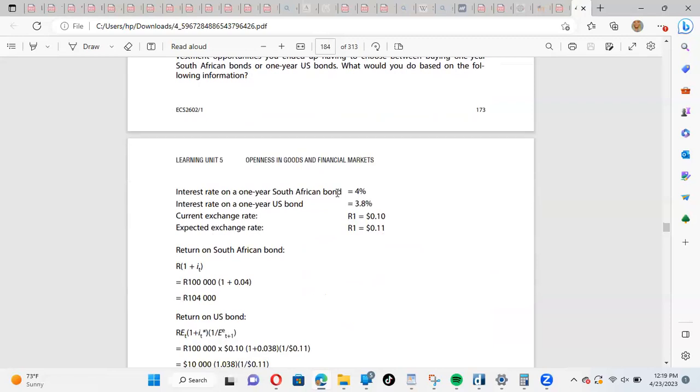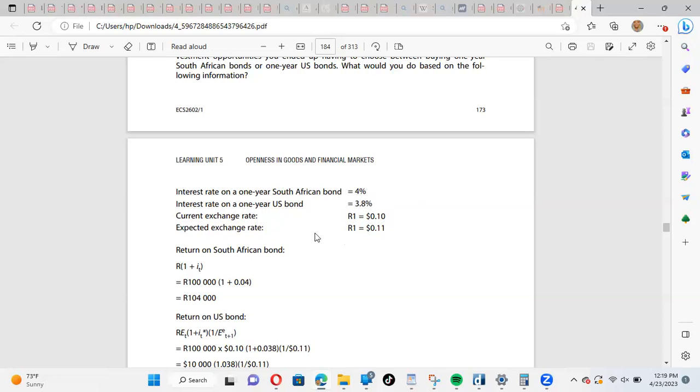So when we talk of the exchange rates, if the interest on a 1-year South African bond is 4%, and the interest rate on a 1-year US bond is 3.8, then if you just consider this as it is, you might want to go for the South African bond because it pays more. This one is 3.8, South African bond is doing 4%, which is higher. So you expect capital inflow into the country.